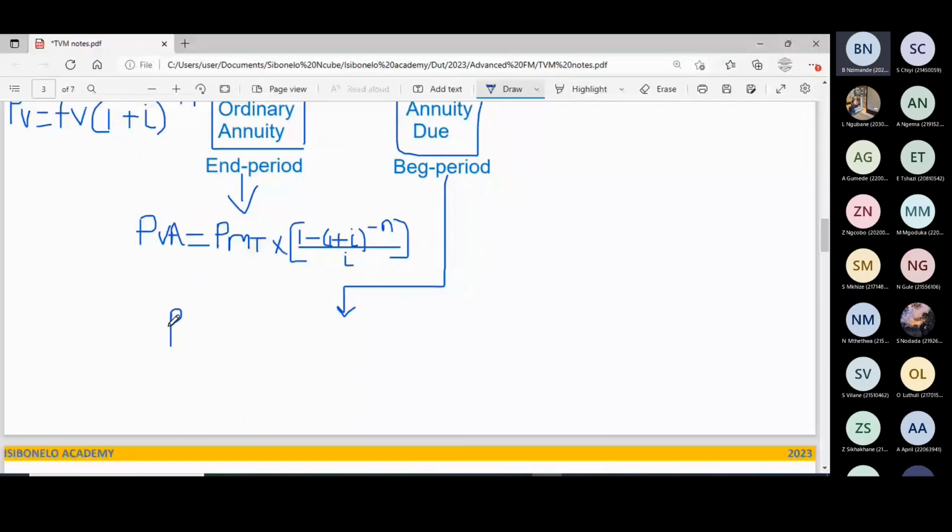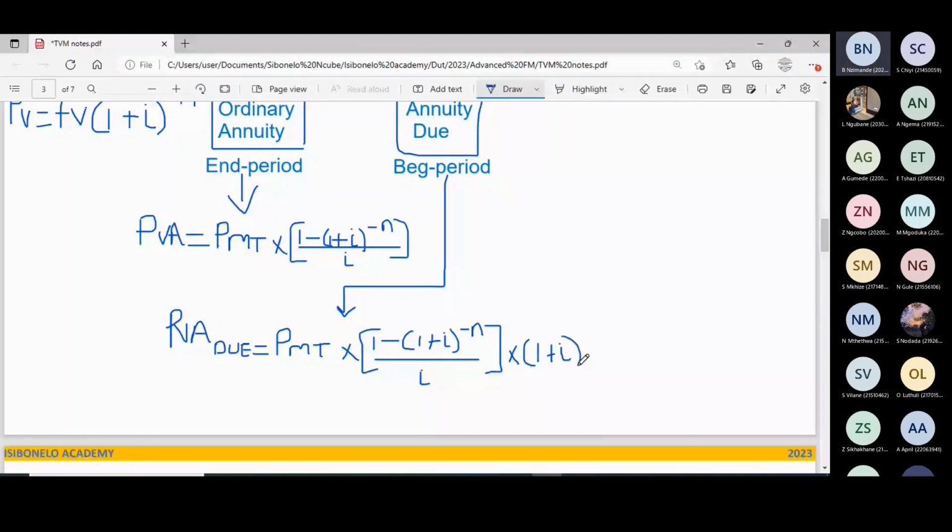So that is the present value of an annuity. So PVA2 is equal to PMT. We already know what the PMT is. That is your installment, your annuity amount. So it's PMT multiplied by, open big bracket, 1 minus (1 plus i) exponent negative n, all over i, close the big bracket, and you multiply by, open small bracket, 1 plus i.